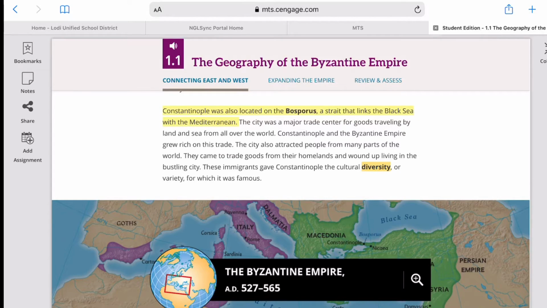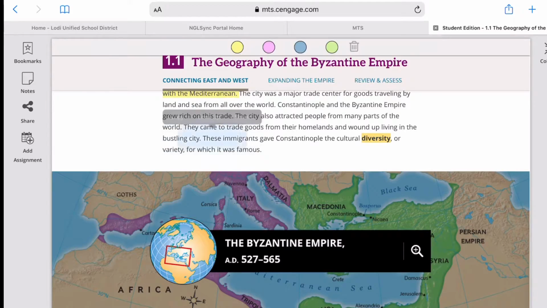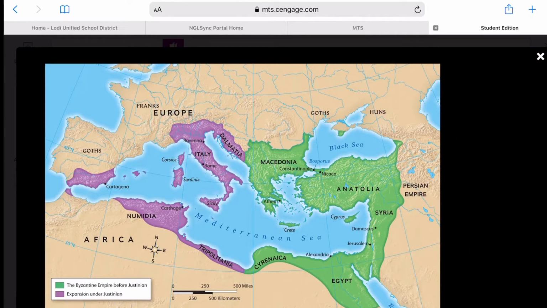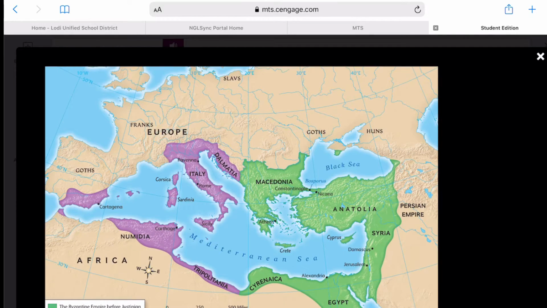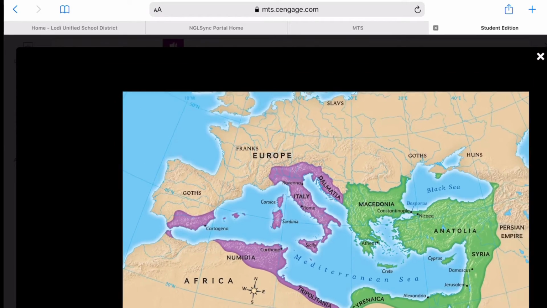Now let's take a look at the map of the Byzantine Empire. So it is represented with two colors here. The green one is the Byzantine Empire before Justinian, which we will discuss later. And the purple one is the expansion under Justinian. So at its height, it is so vast that it surrounded the Mediterranean Sea, covering areas from Egypt to Italy, and it basically means that it almost reconquered the areas or territories of the old Roman Empire.